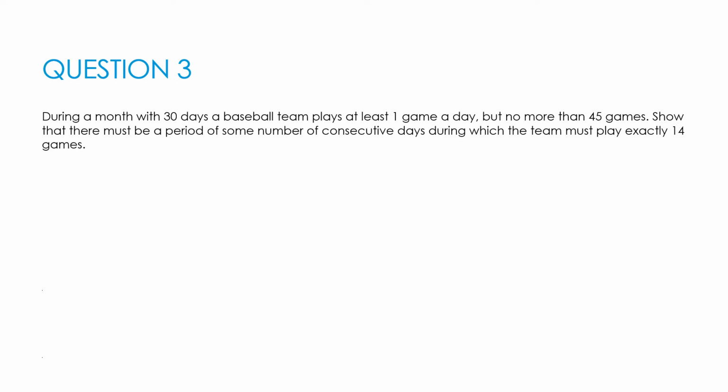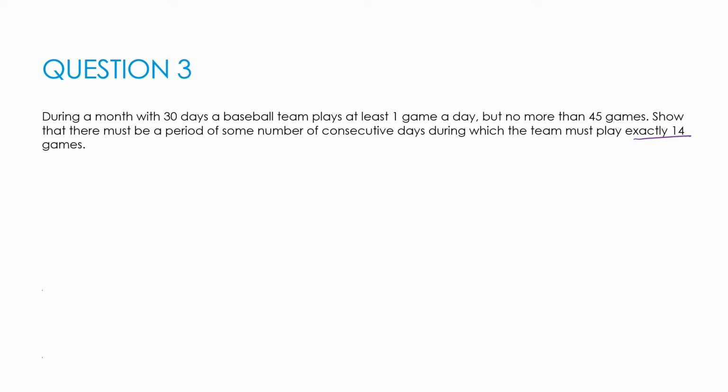All right, let's take a look at this last question. During a month with 30 days, a baseball team plays at least one game a day, but no more than 45 games. Show there must be a period of some number of consecutive days during which the team must play exactly 14 games. Again, I encourage you to press pause to try this question all by yourself or with your classmates before you press play to see the answer. But this one will stretch your brain a little bit.